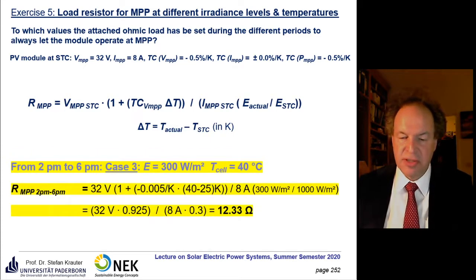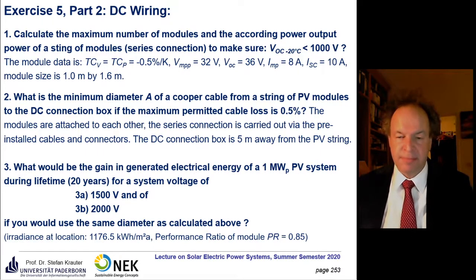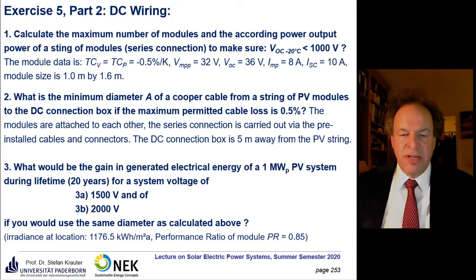That's it for task number 1. Let's come to task number 2, part number 2, DC wiring. So we have to calculate the maximum number of modules and the according power output of a string of modules. We have to make sure that the voltage under most extreme conditions stays below 1000 volts.